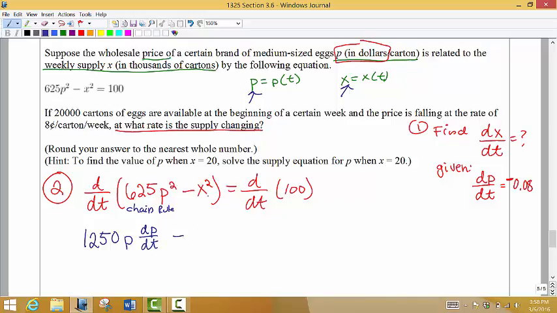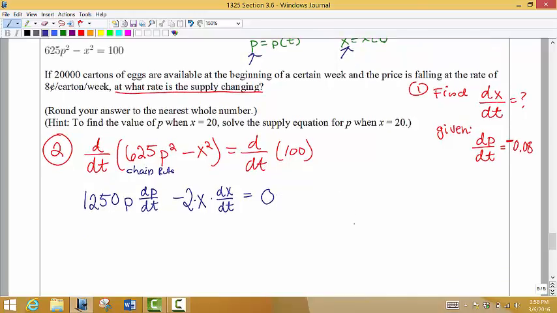Minus, now we're going to take the derivative of the next term, also using the chain rule. So we're going to bring out the 2, multiply it times the front, write down the inside function as is, reduce the power by 1, and then multiply by the derivative of the inside function. Since we don't know what x is exactly, we're going to call it dx/dt. Equals, and once again on the right hand side, we have a constant, and the derivative of a constant would be 0. Okay, so we take the derivative of both sides with respect to time.